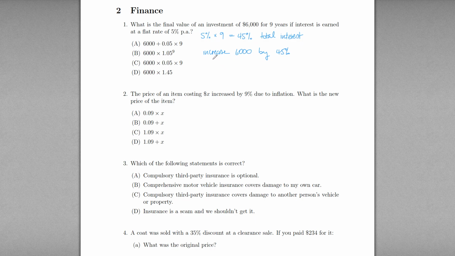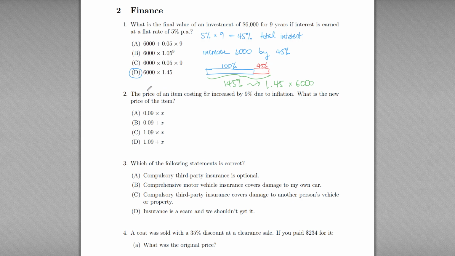So how do we increase $6,000 by 45%? Well, we have our initial 6,000, so it's going to be like a block like that. That's 100%. That's what you start with. And then we tack on an extra 45%. Which means that in total we have here 145%, which as a decimal is 1.45, and we have this much of the initial $6,000. Okay, and so this gives us D as our answer.